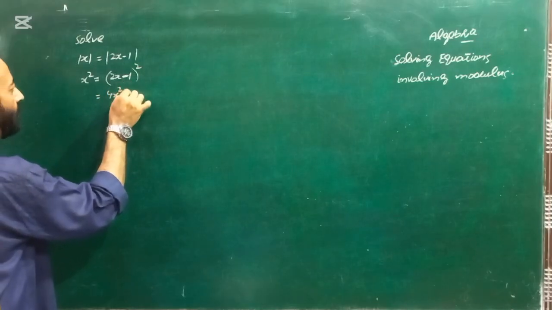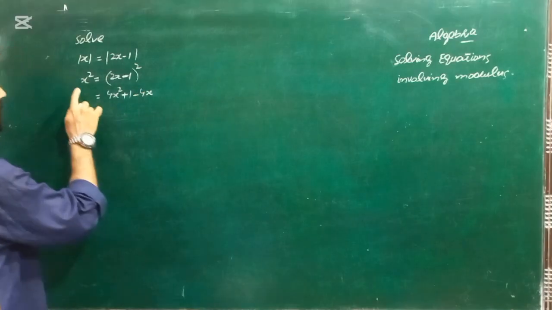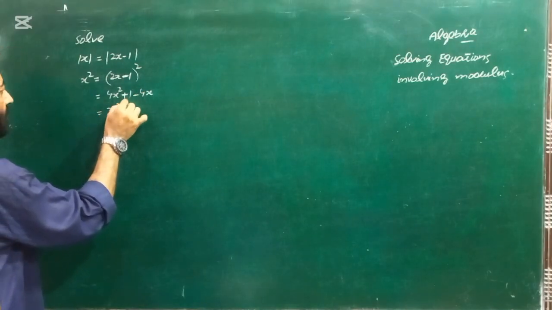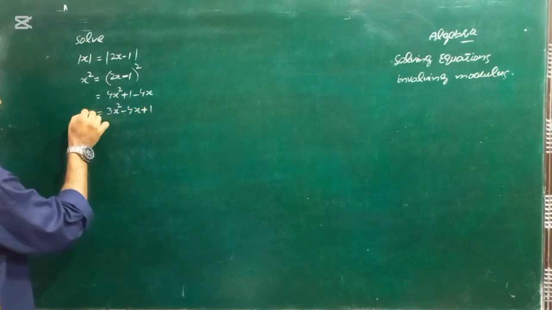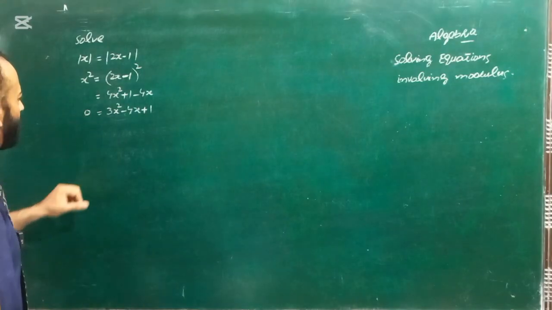So 4x square plus 1 minus 4x. So this x square will go to the right side. So the equation will become 3x square minus 4x plus 1 equal to 0. This is a quadratic equation. You will solve it by factorization.